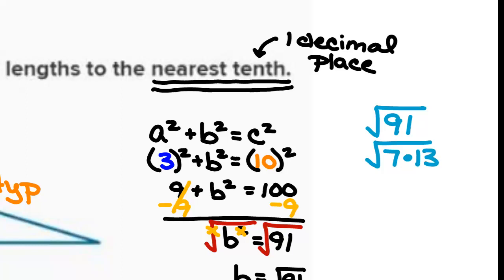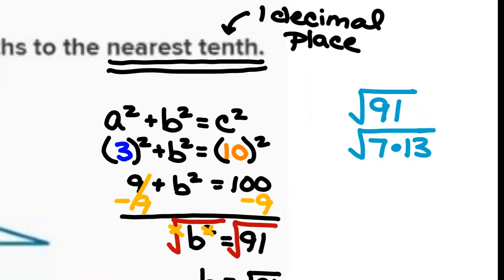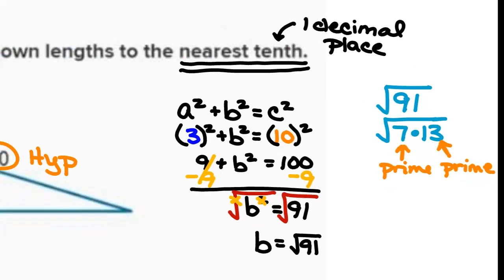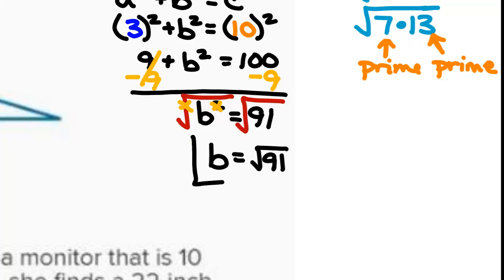13. What can go into 7? Nothing. That's a prime number. What about 13? Same thing. This is also a prime number. So since 91 is the product of 2 prime numbers, I'm not going to be able to simplify it any further. So my reduced radical answer would be the square root of 91.